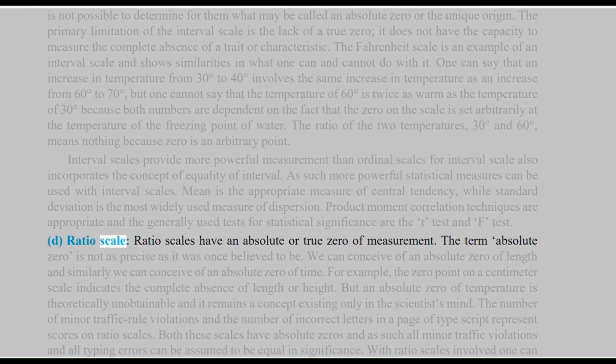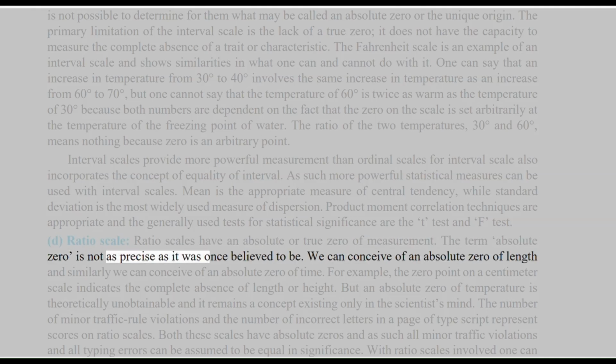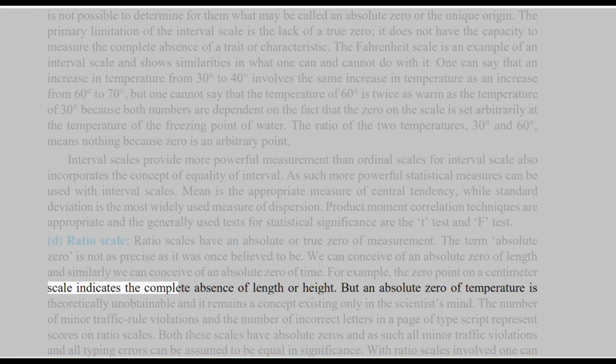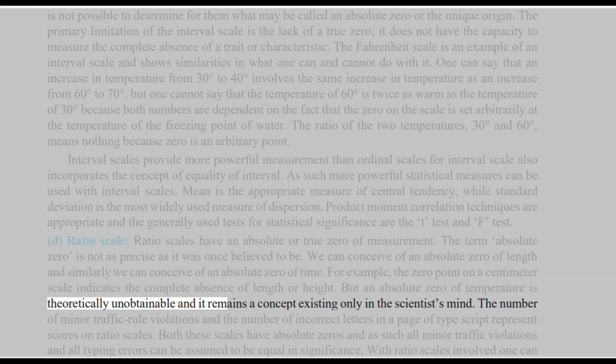D. Ratio scale. Ratio scales have an absolute or true zero of measurement. The term absolute zero is not as precise as it was once believed to be. We can conceive of an absolute zero of length, and similarly we can conceive of an absolute zero of time. For example, the 0 point on a centimeter scale indicates the complete absence of length or height. But an absolute zero of temperature is theoretically unobtainable, and it remains a concept existing only in the scientist's mind.